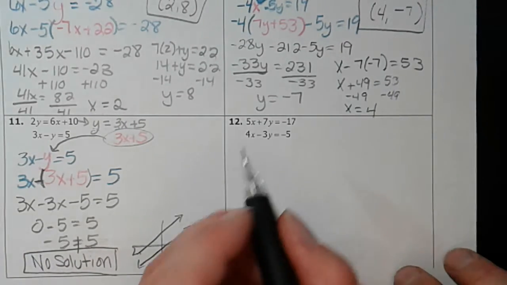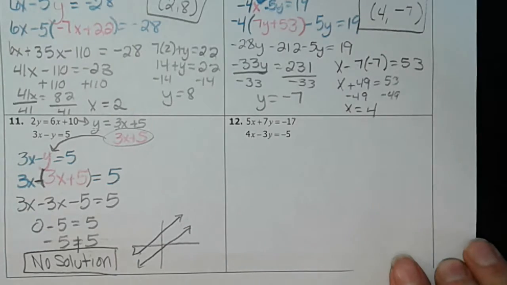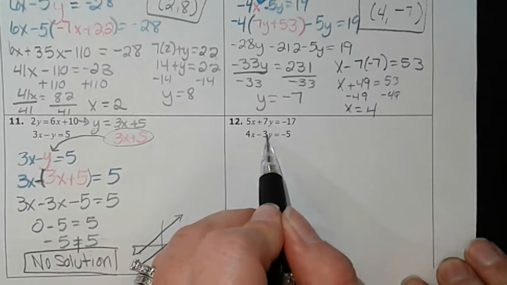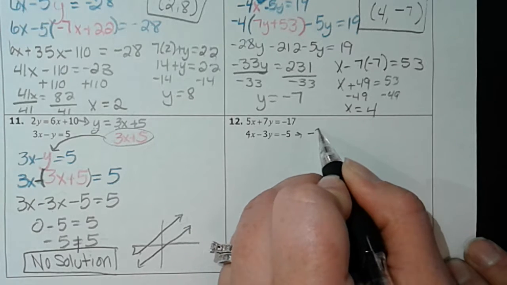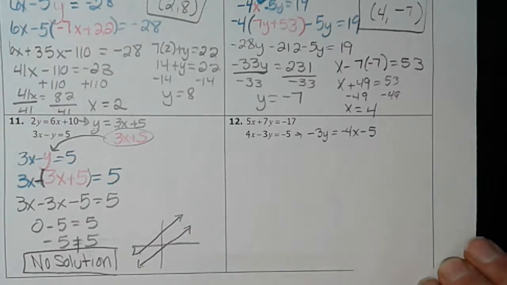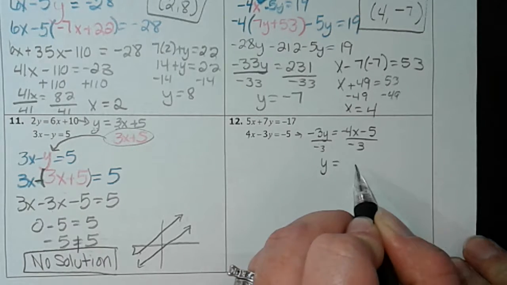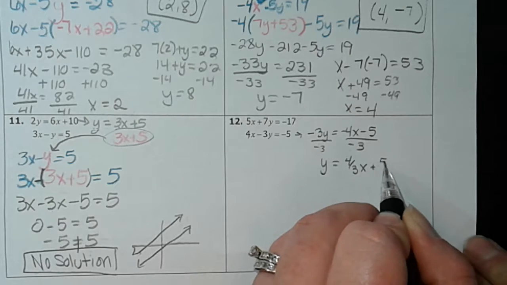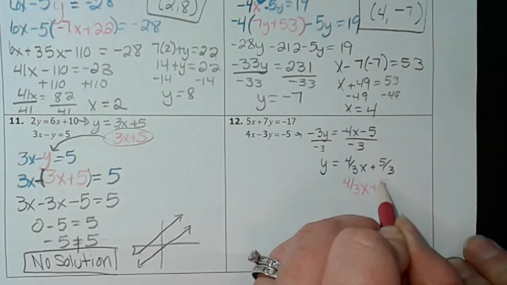All right, last one. We're going to get one of these variables by itself, and then we're going to solve by plugging that in. So neither one of these is really pretty because all of them have a coefficient in front of the variable. So let's just pick one. We're going to get this one by itself. So we're going to say negative 3y equals negative 4x minus 5. So we subtract 4x from both sides, and we end up with this. Then we're going to divide both sides by negative 3. We get y equals 4/3 x plus 5/3.